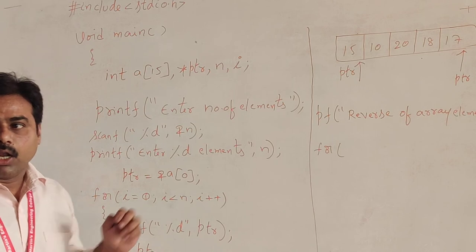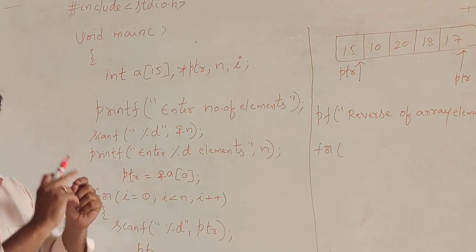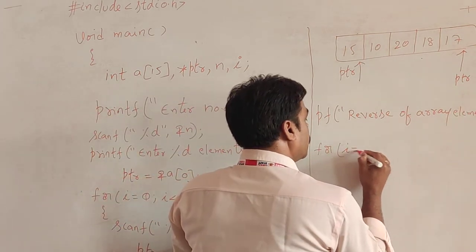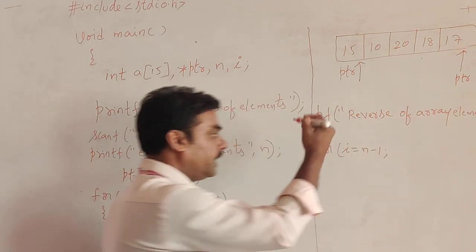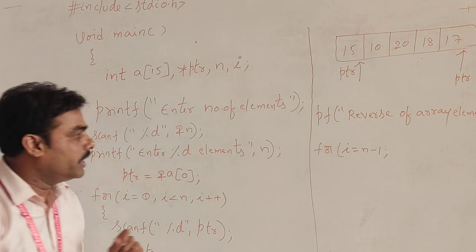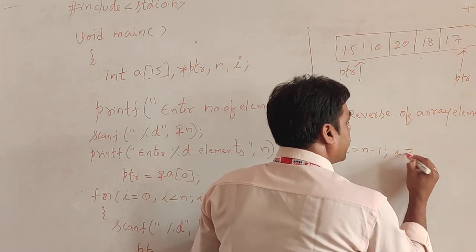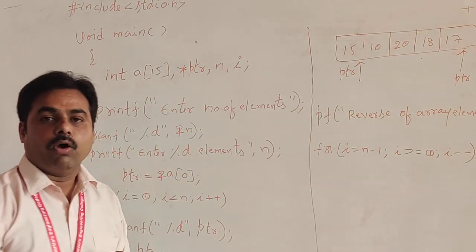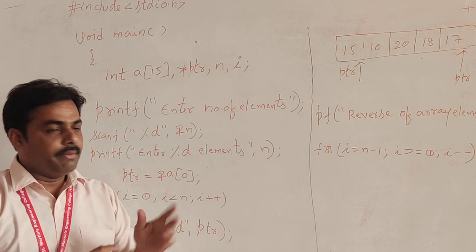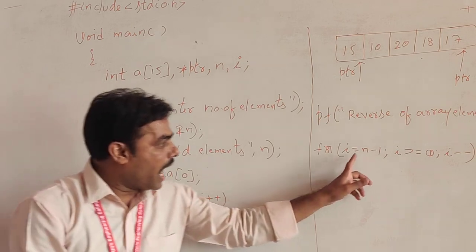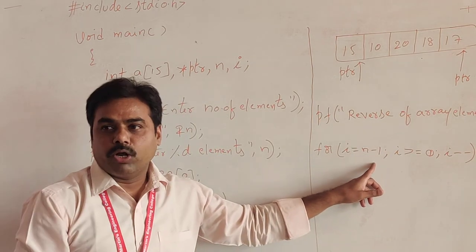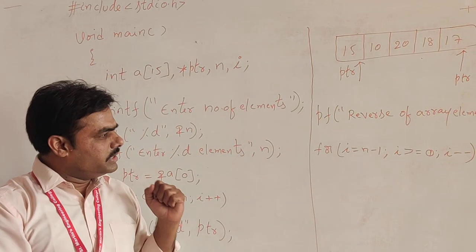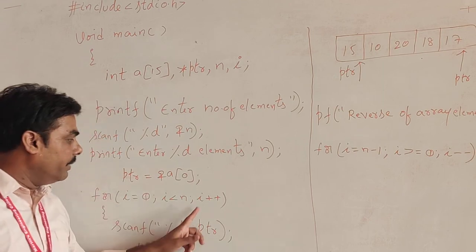Here the point is that the n value is already incremented, n is pointing to the last one, so the i value starts from n minus 1. So i is equal to n minus 1. This is very important here. After that, i greater than or equal to 0. Finally, i decrements. If you want to print the array elements in the reverse order, i runs from n minus 1 to greater than or equal to 0, and i decrements. Generally, the convention in the for loop is that the i value will be incremented.